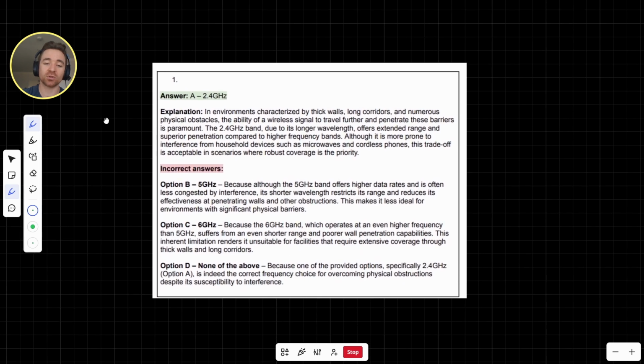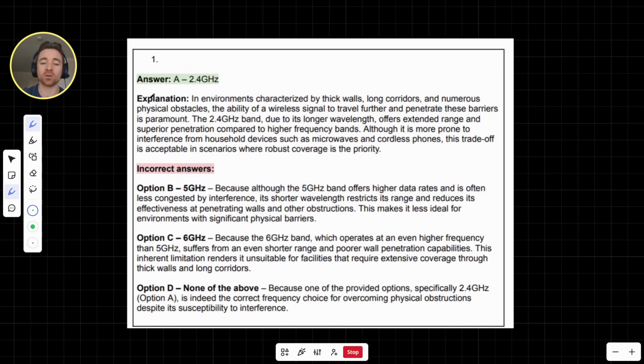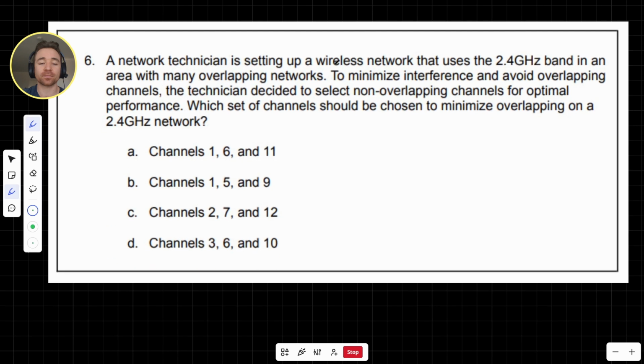It is 2.4 gigahertz. So again, they specified they want it to be able to go through walls, and they even specified they want it to go long distance through walls, even though it's more susceptible to interference. Pause and have a read of the incorrect options if you want there. I try to give detailed explanations of all of that and why they're right, why they're wrong, but hopefully we got that. Let's have a look at the next one.